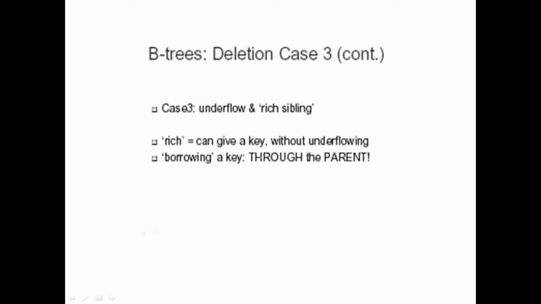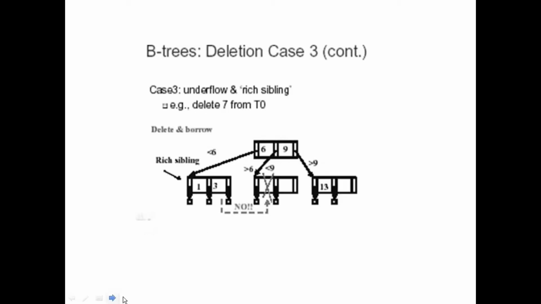A sibling can give a key without underflowing, borrowing a key through the parent. You cannot do it directly in this way. Here you have to borrow it from the parent. It is very important, because if you directly borrow this 3 from this position to this position, it doesn't satisfy the property of B tree. Now here there is a 6, 1 is less than 6, but 3 is not greater than 6. So you cannot do it in this way. So you have to do it through the parent only.